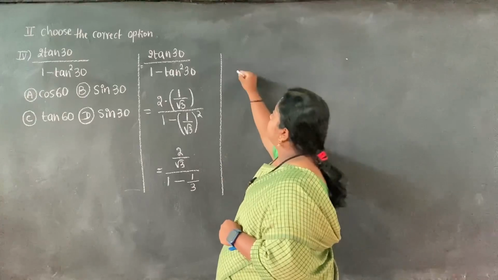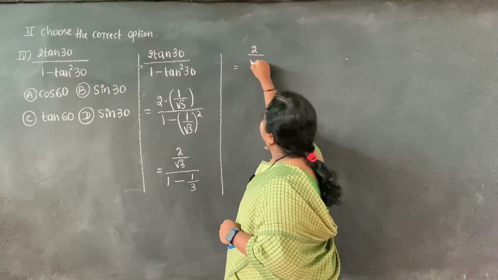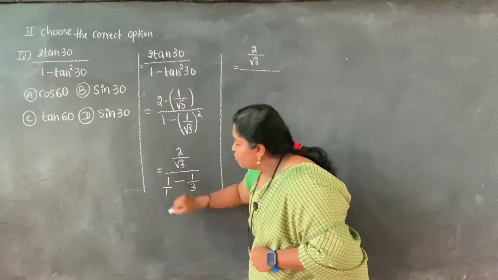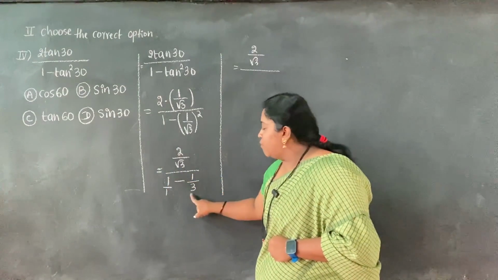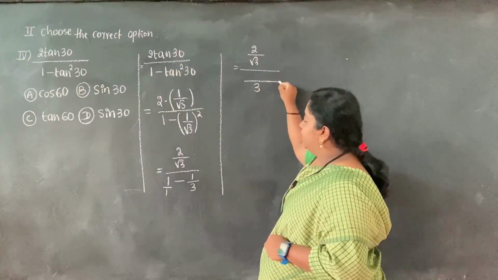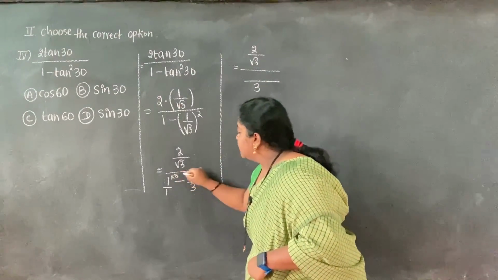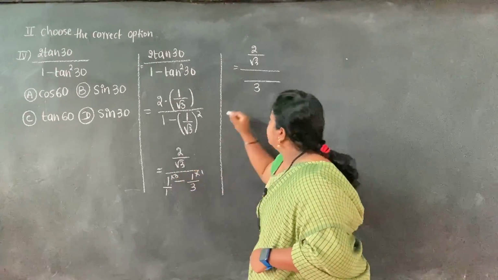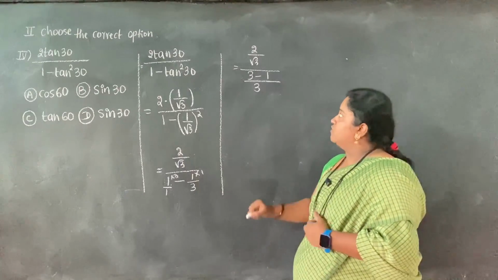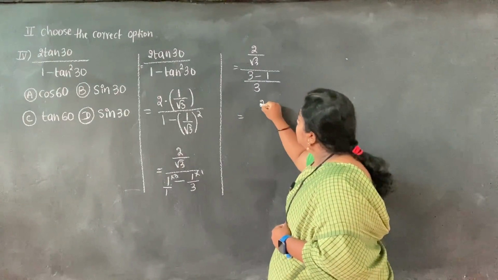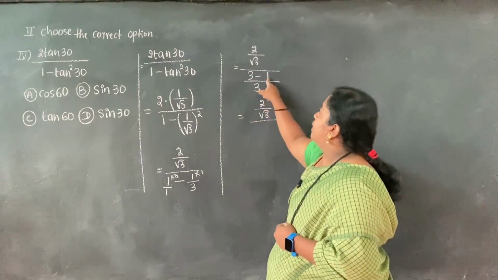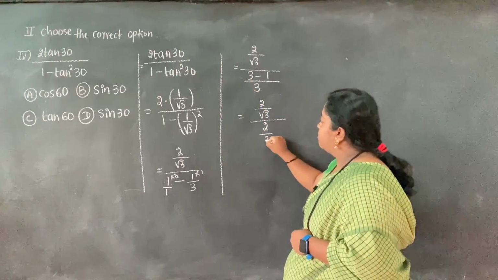Okay, we'll simplify this one here. Look at the board. 2 divided by root 3, whole divided by, if nothing is present then 1 will be there. What is the LCM of the denominators we have? LCM of the denominator is 3. 1 3s are 3, 3 1s are 3, 1 3s are 3 minus 1 1s are 1. This is the simplification. Yes or no? So now we have 2 divided by root 3, whole divided by 3 minus 1, which is 2 divided by 3.